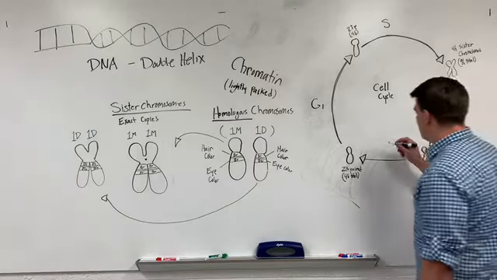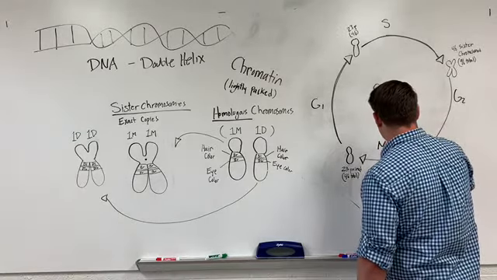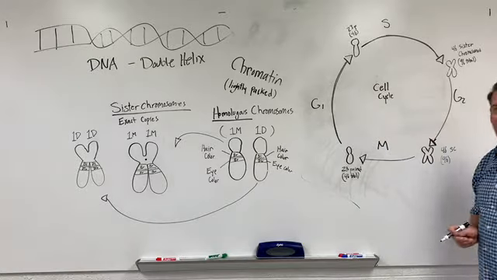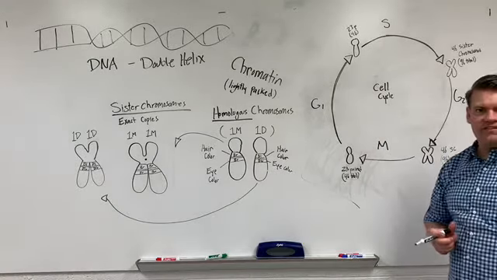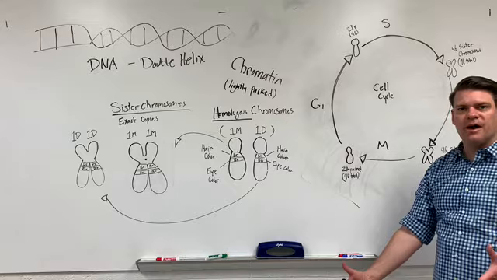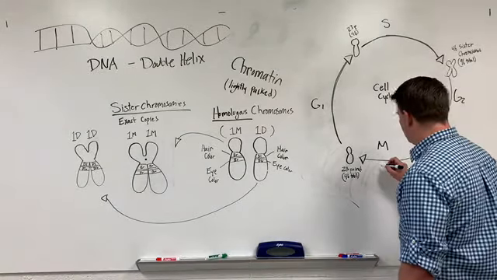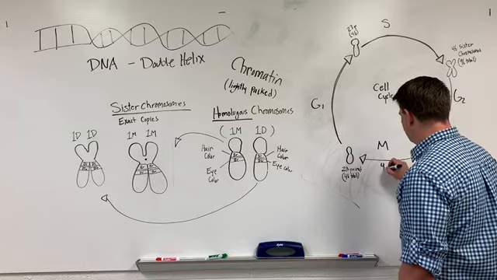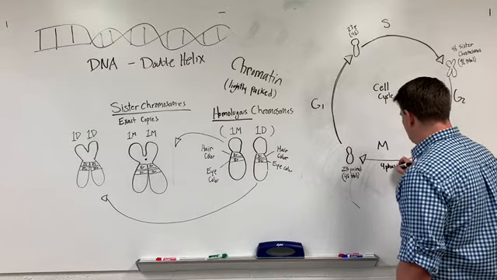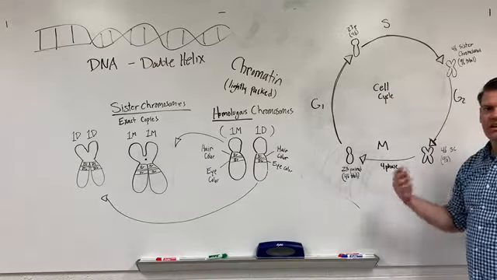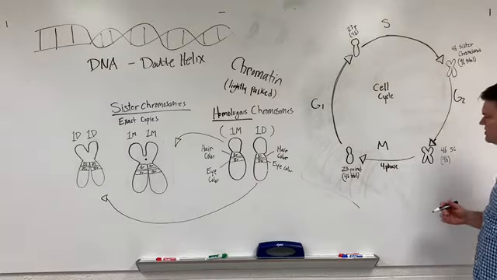Then we get into what we call our M phase. So our M phase stands for mitotic phase, or the process of meiosis. And then meiosis is broken up into 4 individual phases, which is what we're going to end up talking about next once we're done talking here about the cell cycle.